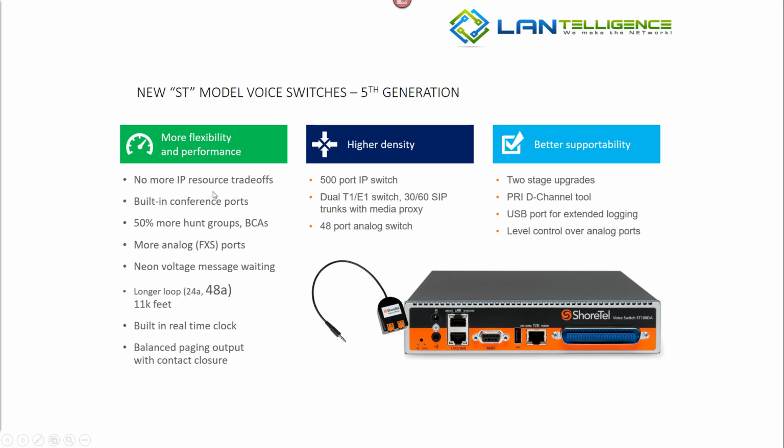Before, if you had a ShoreTel 90 and you wanted 8 analog trunks and 4 analog ports, that's 8 plus 4 is 12, times 5 is 60. I only have 30 IP resources left. Now, if it says it can do 100 IP phones, it can do 100 IP phones regardless of the number of analog. Built-in conference port, because it's got a better CPU and better processor, 50% more hunt groups and bridge call appearances. You can do more analog FXO ports or analog station ports.